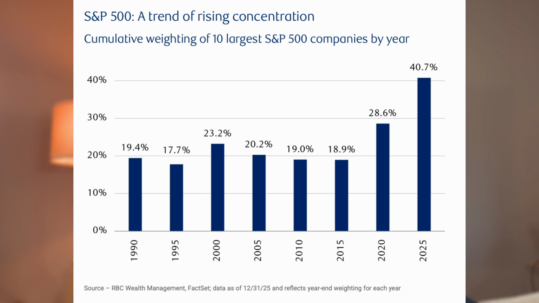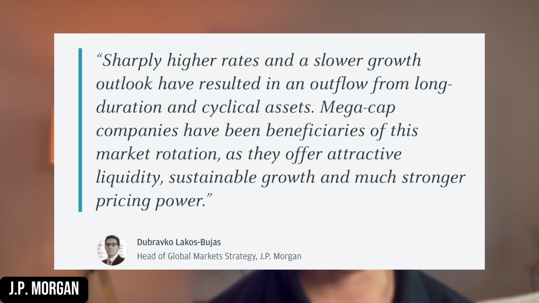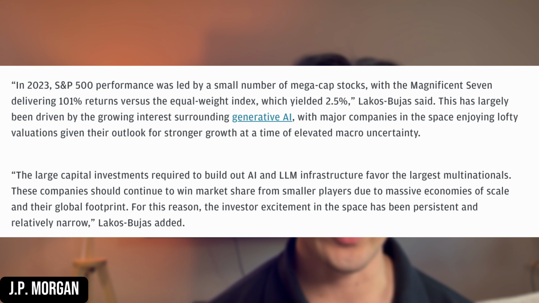The first is concentration. 40% of the index is concentrated in the top 10 companies, most of which are AI and tech related. This is no accident, since these tech companies have accounted for most of the S&P returns in recent years. For example, in 2023, the Mag 7 delivered 101% returns versus the equal weighted counterpart delivering only 2.5%.